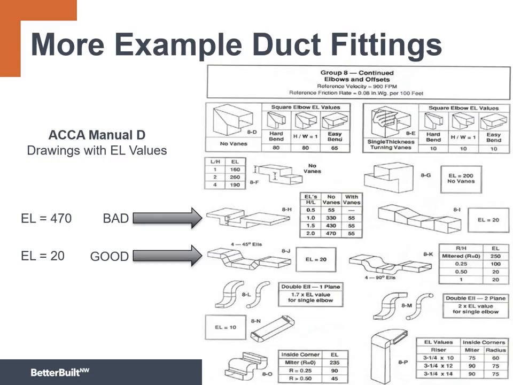Here's a really bad example. We call this the headbanger in the basement. We go right hand, right hand, right hand, right hand turn. And this one fitting to get around that beam in the basement can give you up to 400 feet of EL. But just by putting in 45-degree turns, again, no lefts, no hard rights, we can bring that EL all the way down to 20 feet.